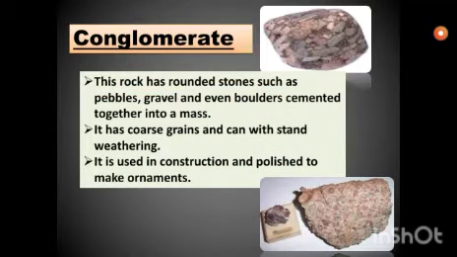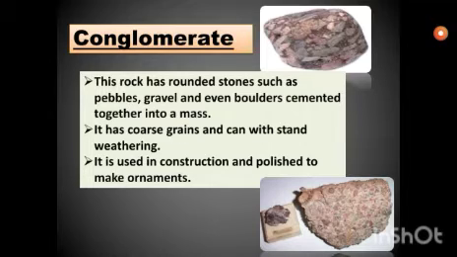Next example is conglomerate. This rock has rounded stones such as pebbles, gravel, and even boulders cemented together into a mass. It has a coarse grain and can withstand weathering. Withstand means that it can stand for a long time during weathering. So it is used in construction and polished to make ornaments. When it is polished, it will obviously give a shine. So it is also used in ornaments.